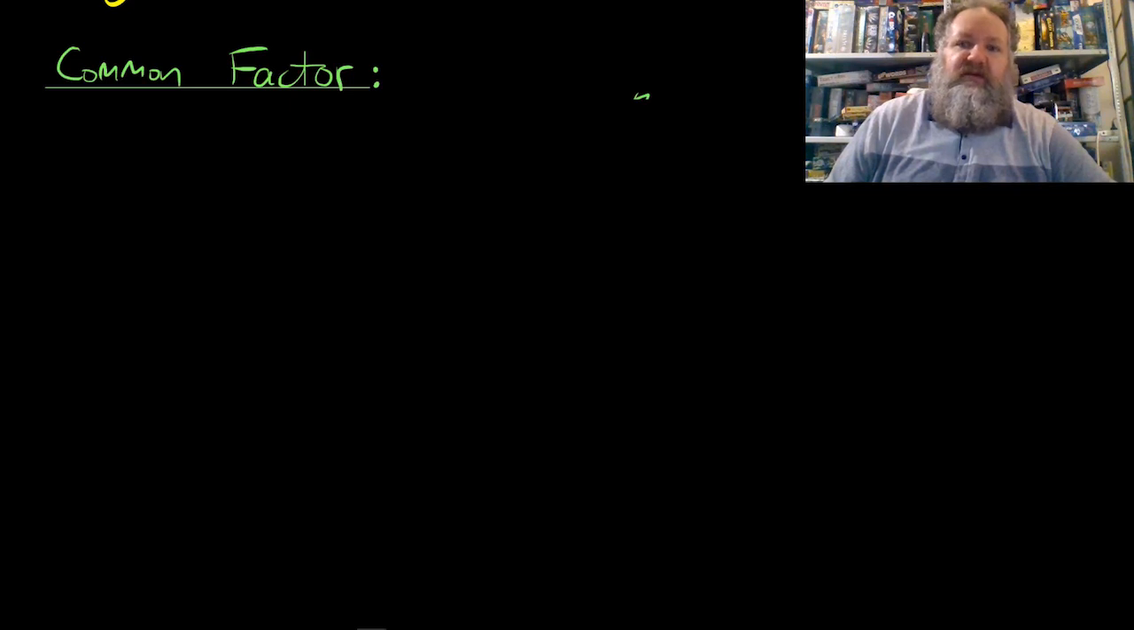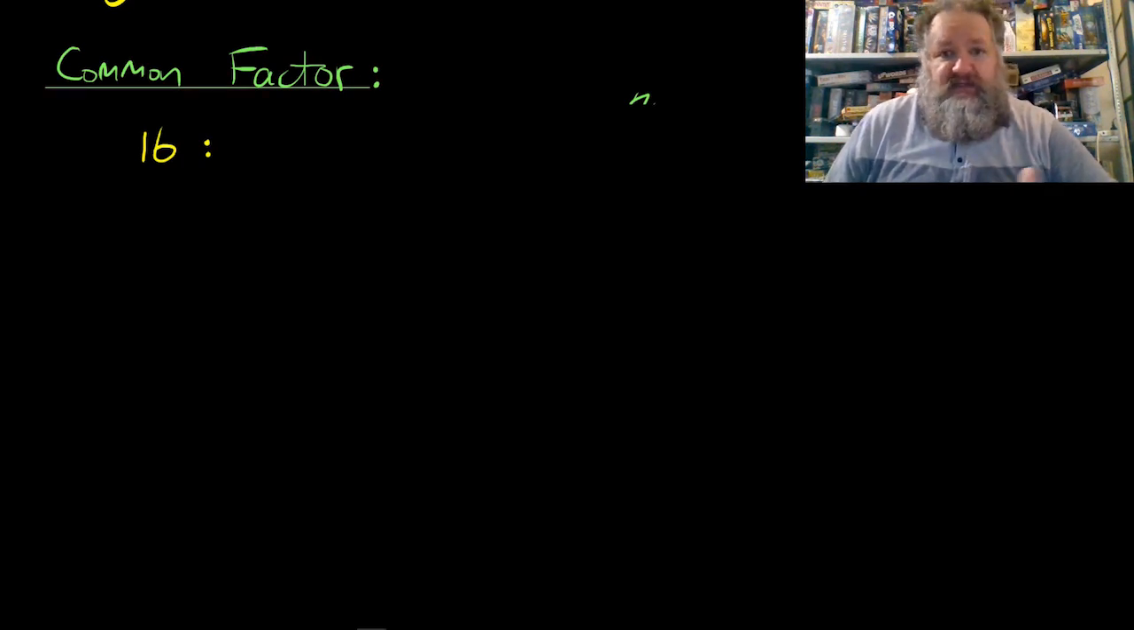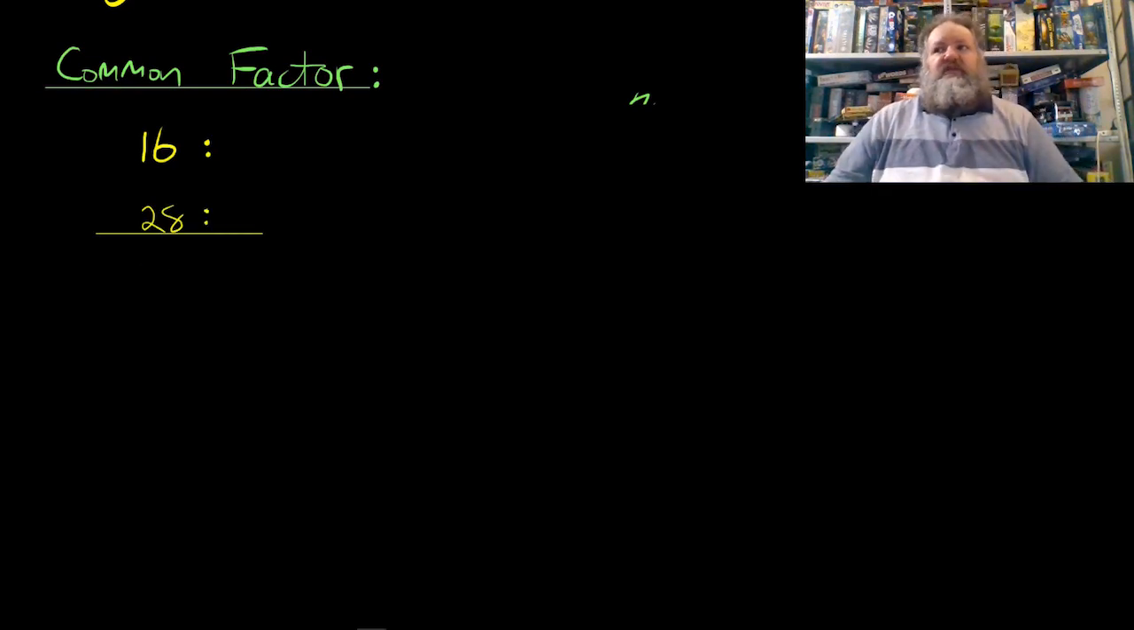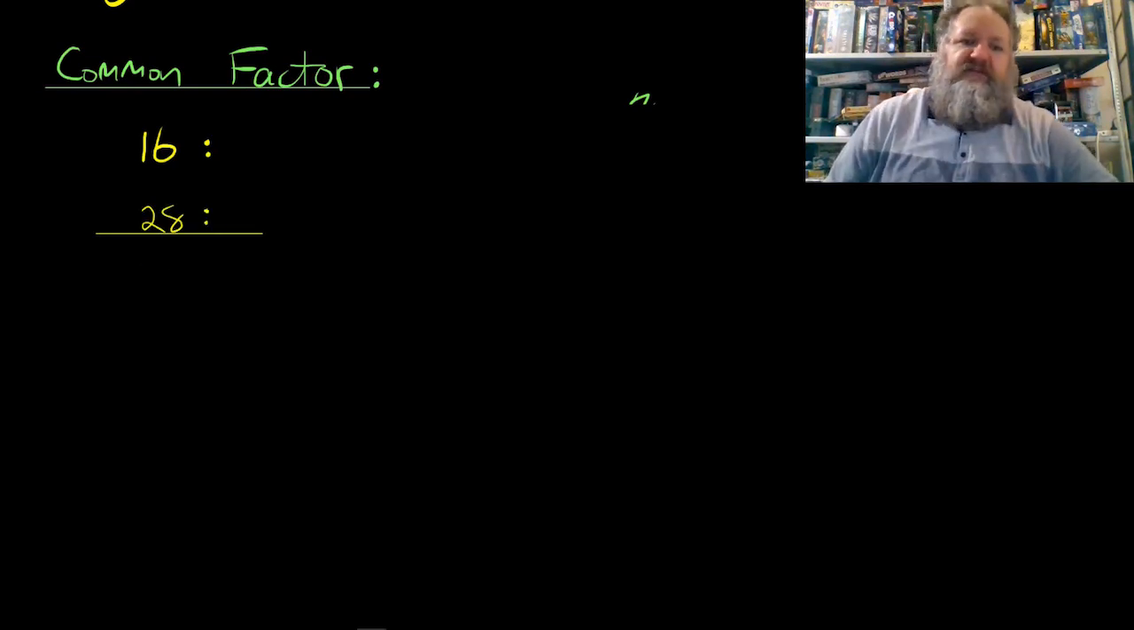So that's probably pretty easy, this idea of common factors. A common factor is when we're looking at pairs of numbers, two different numbers, we're looking for the factors that are in both of them. Okay, so let's have a look at these first two. We've got 16 and 28.